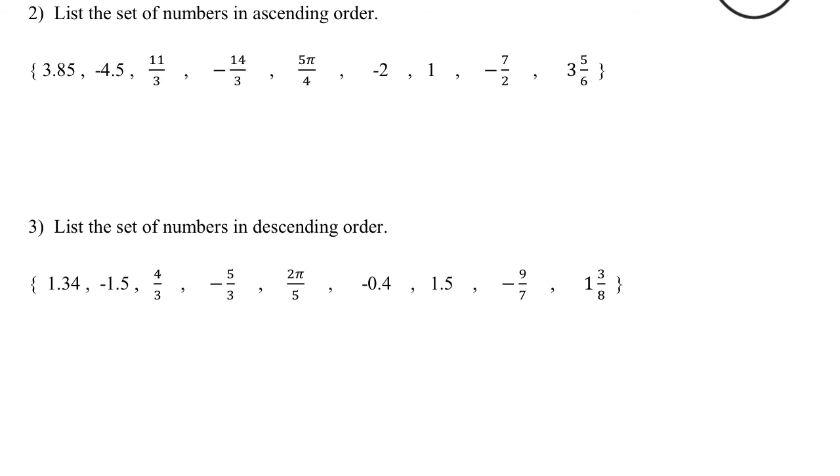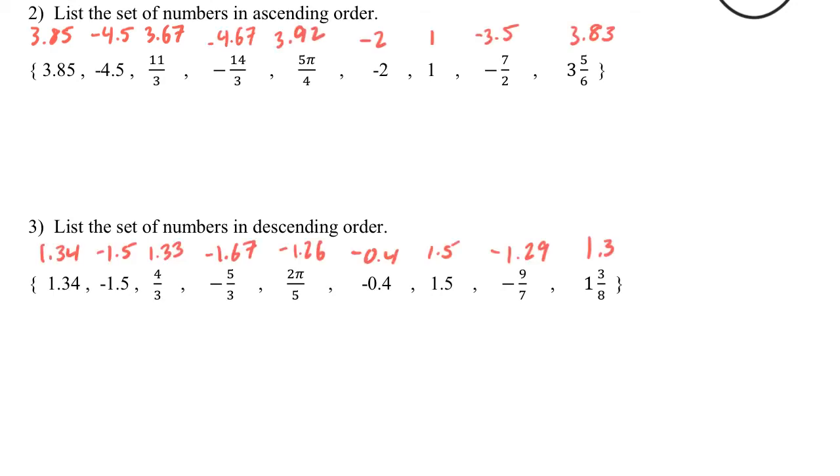So 3.85 is already a decimal. Negative 4.5 is already a decimal, but 11/3 I need to go ahead and put in my calculator and grab a decimal. And I'm going to, again, round to the nearest hundredths, 3.67. All right, and work your way down the line. Figure out what all of these are as decimals.